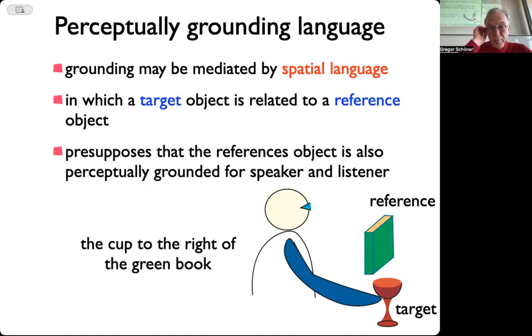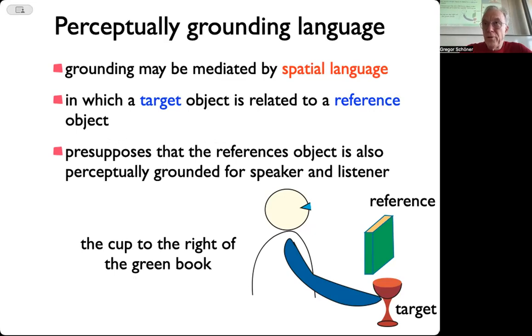Good. So some terms here. I will be talking now about spatial language. I'll explain that a little bit more in a moment. And when we do that, we're talking about targets and reference objects. So spatial language is one way of how you could guide attention to an object. You would typically, like here, say the cup is to the right of the green book, or you would actually say the cup to the right of the green book.